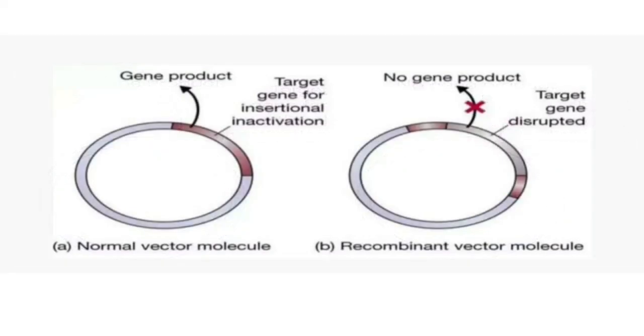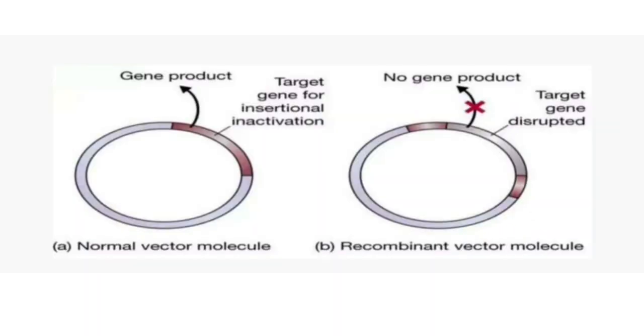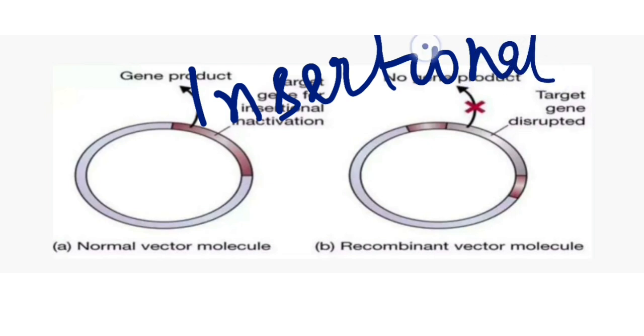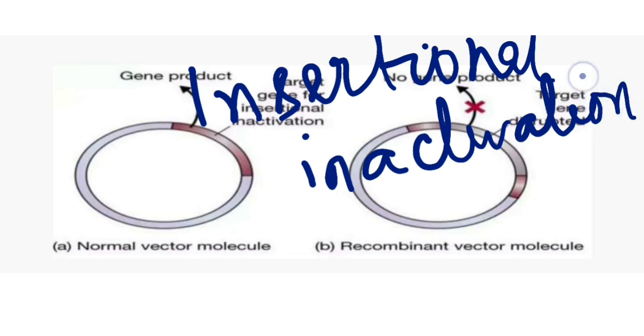So at first, what is recombinant DNA? Recombinant DNA is the combined DNA, a combination of DNAs from different sources. So this insertional inactivation technique is basically used to identify this recombinant DNA.